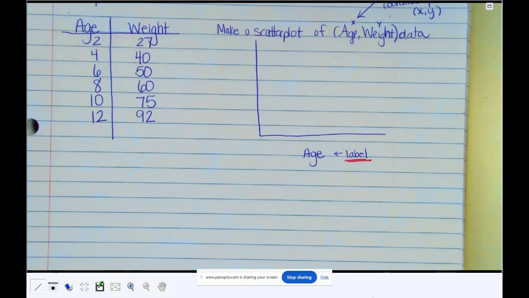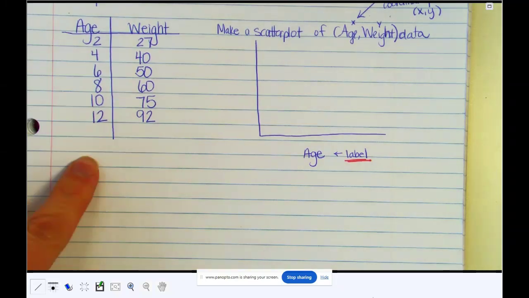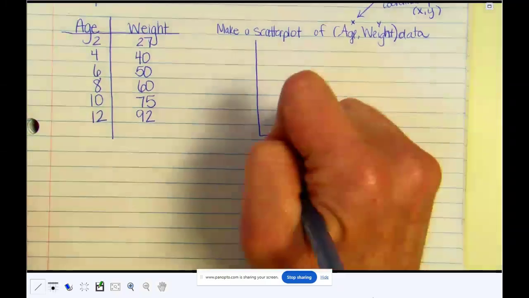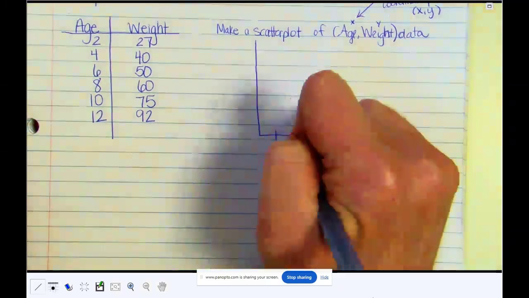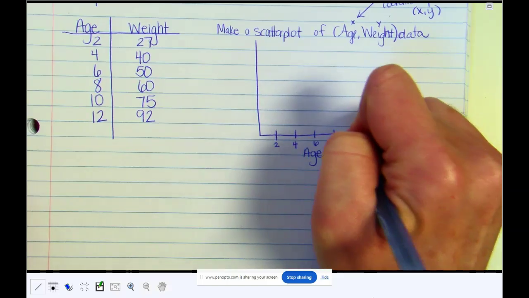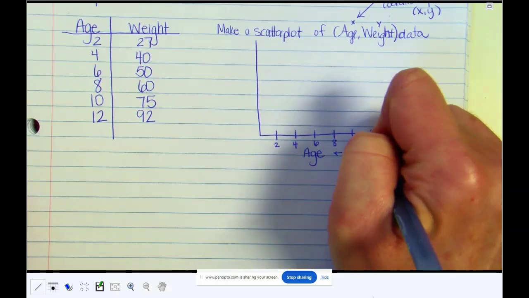You don't have those points, you don't have it labeled, you're not going to get all your points. The next thing that's important is numbers on your x-axis. So looking at our numbers in this column, what do you want to count by? Yeah, that one's pretty obvious, right? We're going to count by twos. So 2, 4, 6, 8, 10, 12.